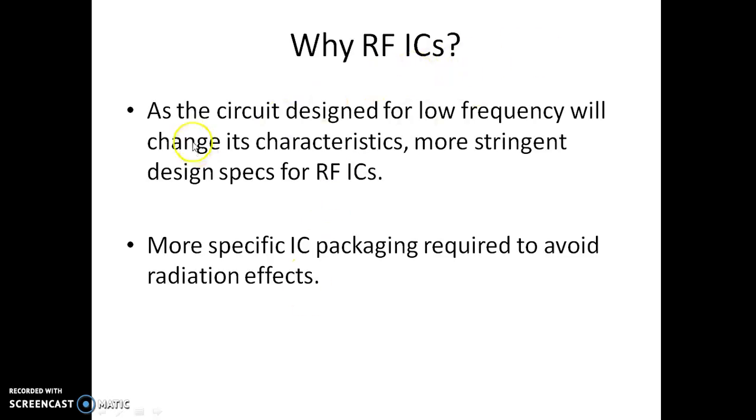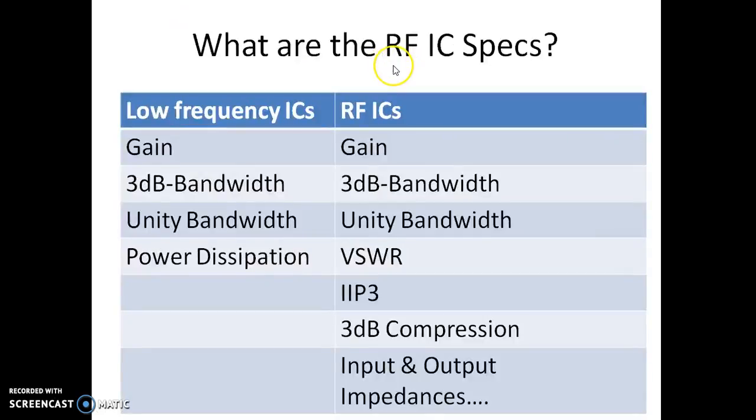So why RF ICs? A circuit designed for low frequencies will change its characteristics, and more stringent design specifications are there for RF ICs. We also need more specific IC packaging to avoid the radiation effects, because we are operating at very high frequencies. The circuit starts radiating the signal, and the circuit operation will be affected by external radiations. So we need a specific IC packaging, especially for these radio frequency ICs.